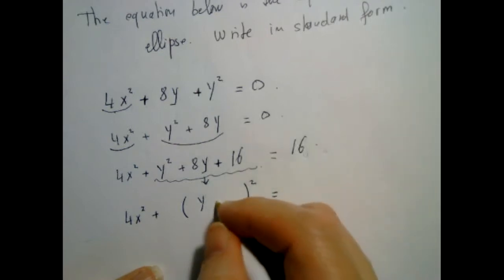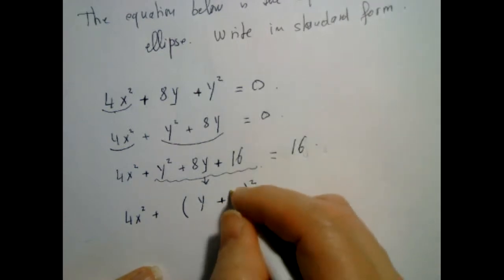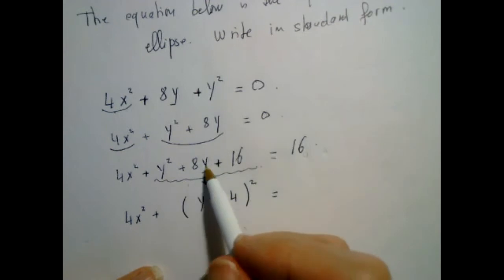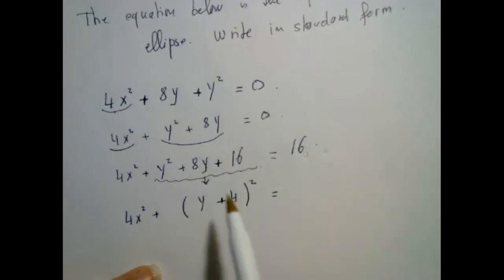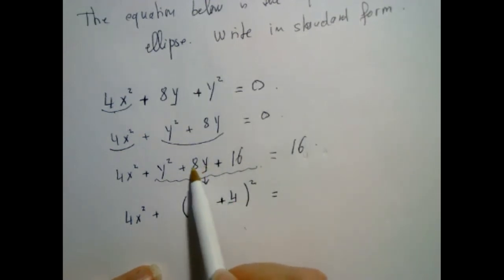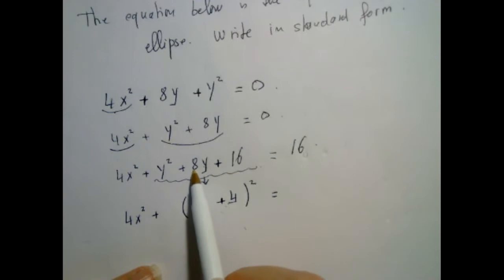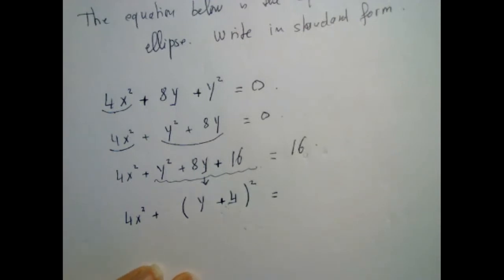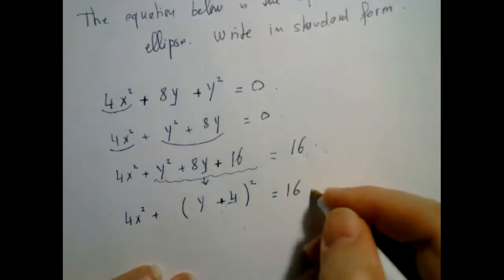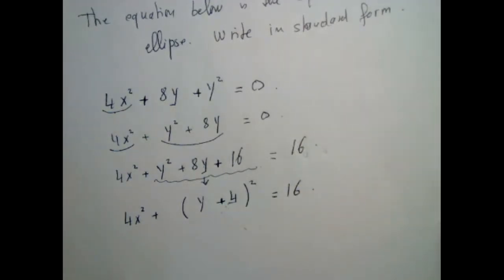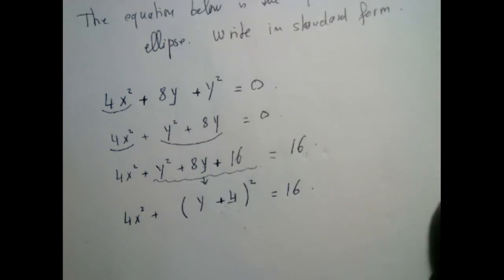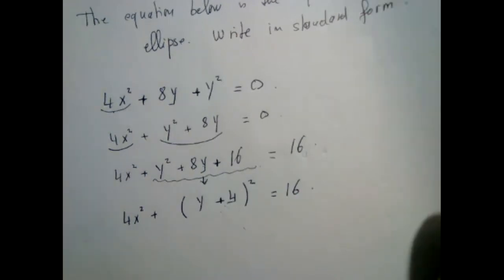Which it's become y plus the 4 squared. This is the y. What you put here is half of what y is multiplied by, and you keep track with the sign. Positive, positive, negative, negative, and half what's y multiplied by. Y multiplied by 8, half of it is 4, okay? So this is going to be equal to 16, right? Now, slowly, slowly, we're getting close to the equation of an ellipse.